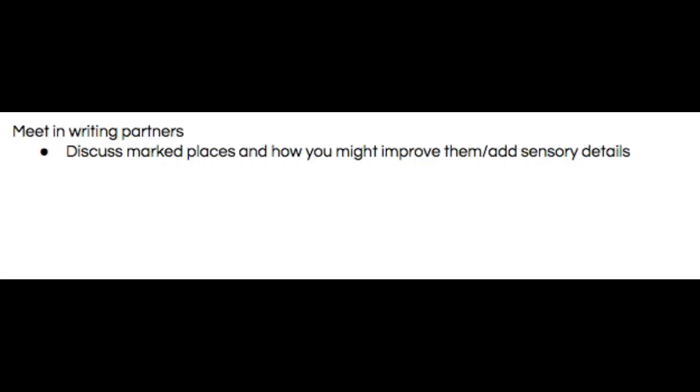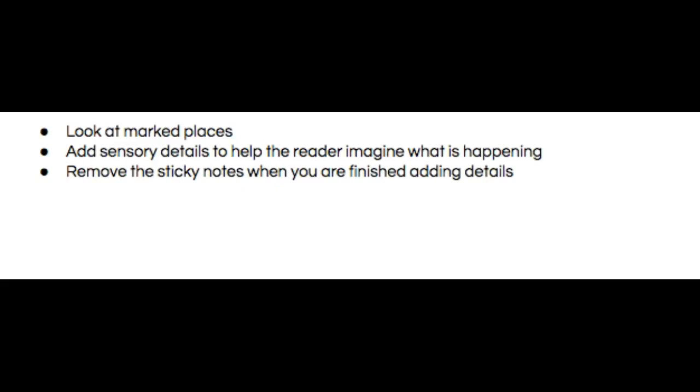After you mark your draft, in class, we're going to meet in writing partners. With our writing partners, you're going to discuss all the places you marked in the story and plan what details you might add. Your partner will also help you identify or find other places you might need to add more details to in your story. After we're finished meeting with our writing partners, then it is time to work independently on improving our drafts.